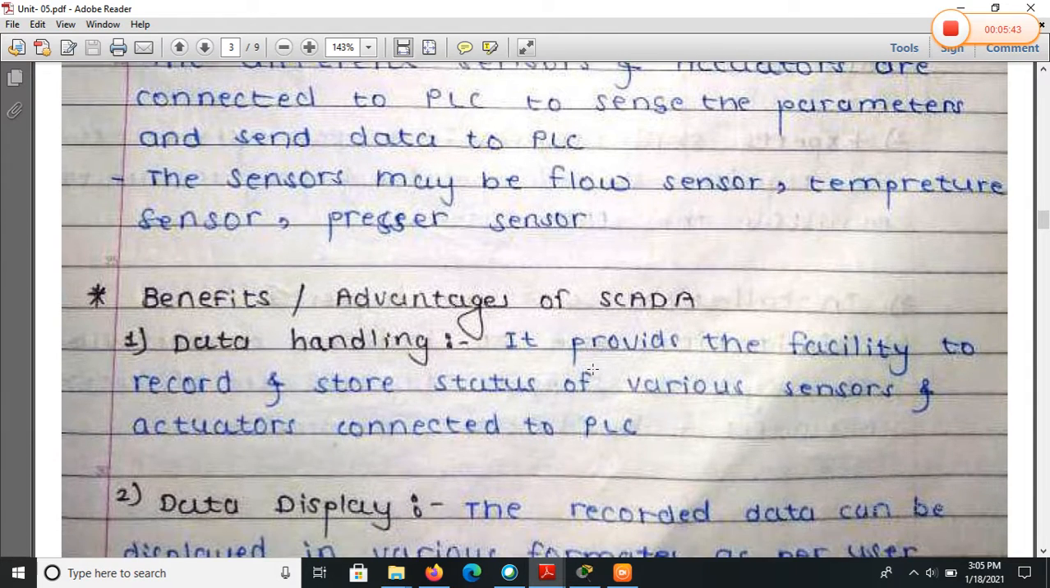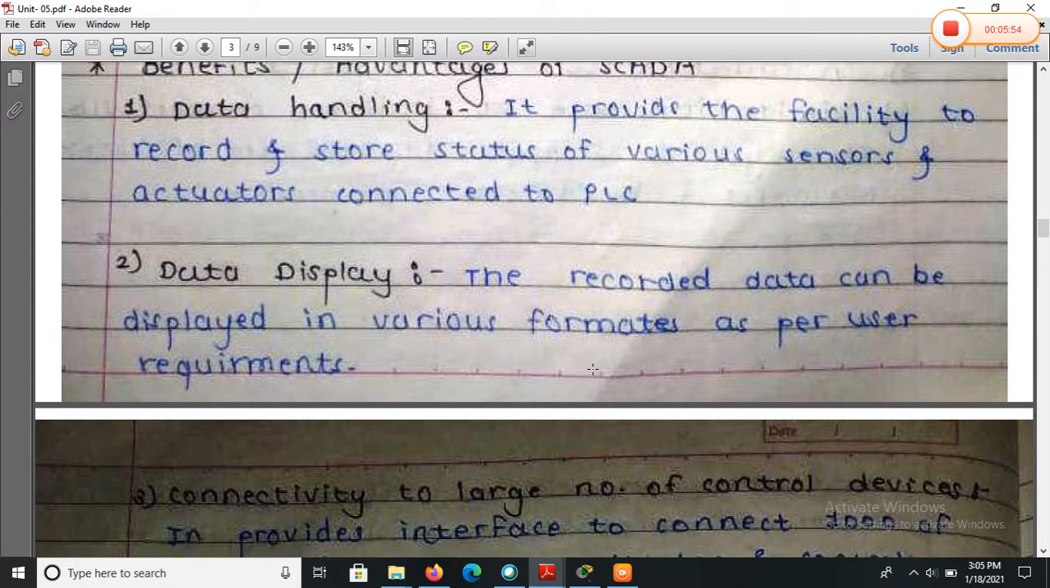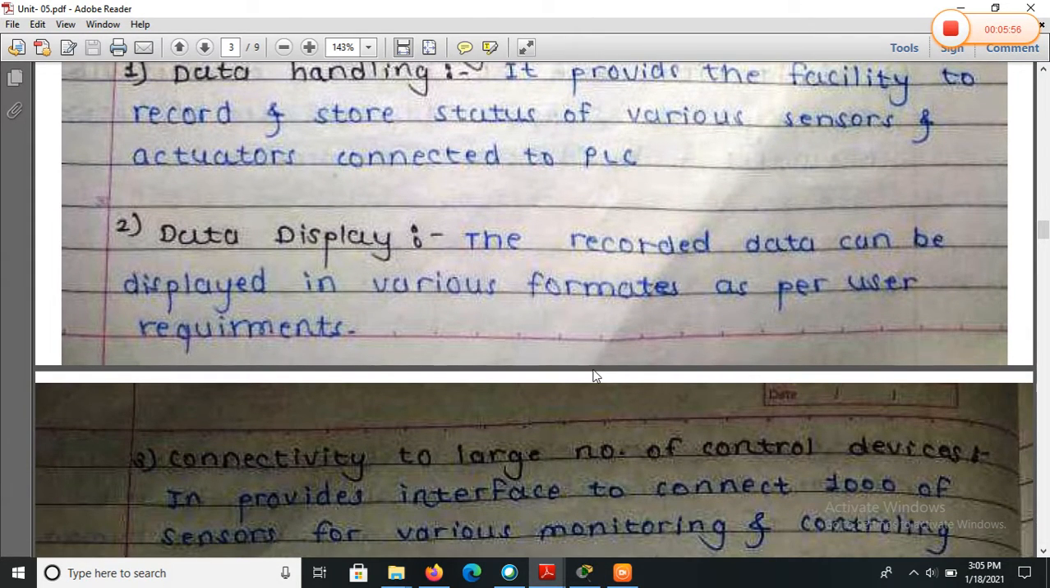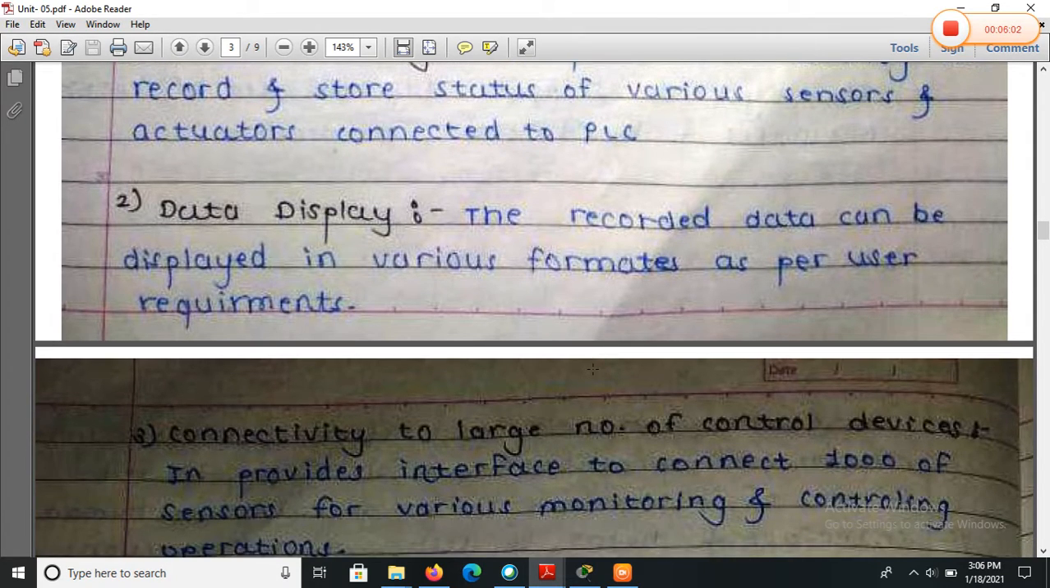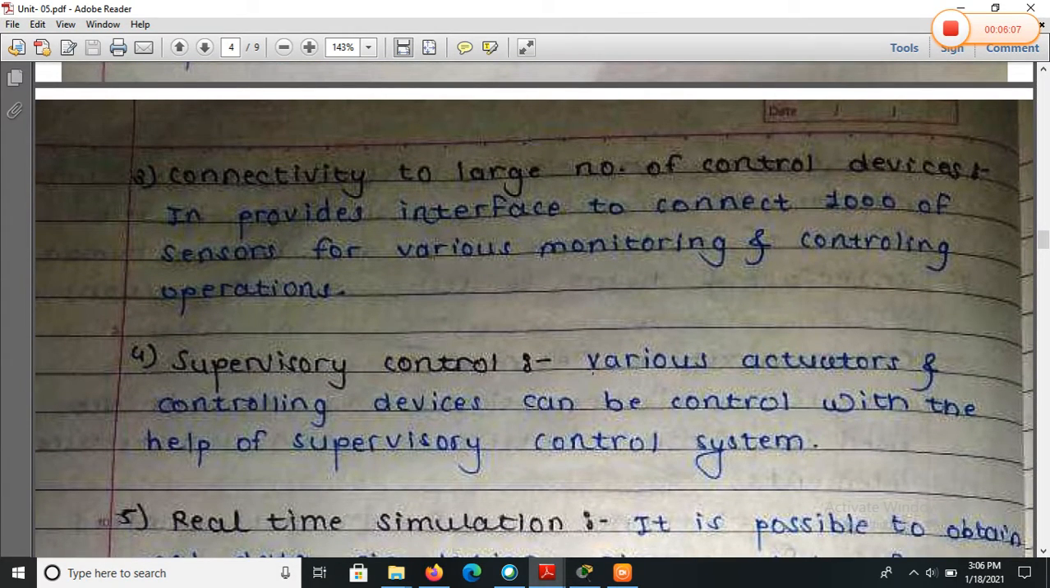Now, benefits or advantages of SCADA. Data handling. It provides the facility to record and store the status of various sensors and actuators connected to the PLC. Data display. The recorded data can be displayed in various formats as per the user requirement in the form of pictures, tables, or graphs. Connectivity to a large number of control devices. It provides an interface to connect thousands of sensors for various monitoring and controlling operations.